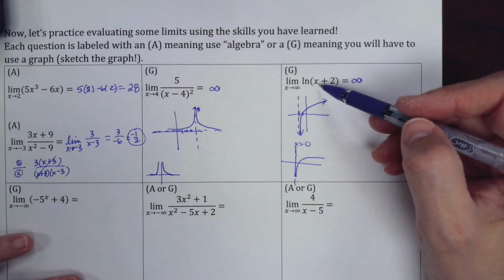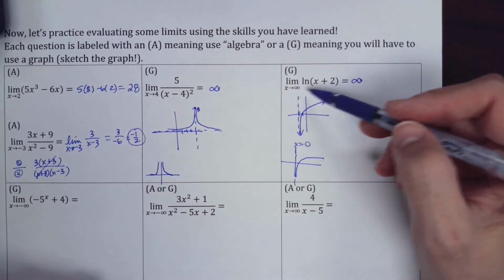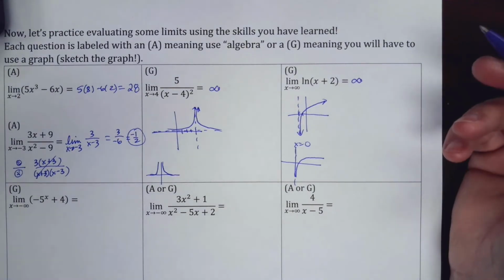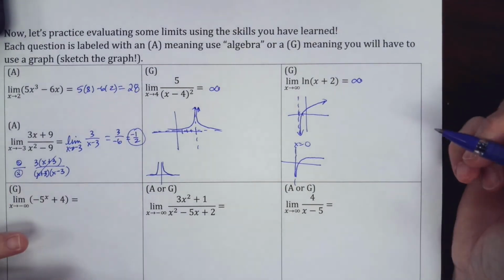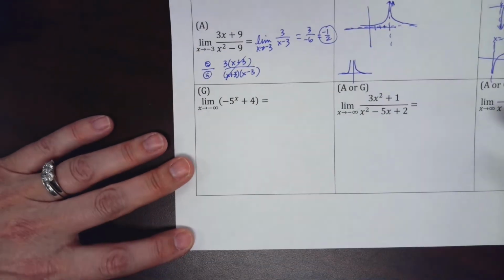If you do the log of infinity plus 2, so if your numbers are getting bigger and bigger and bigger that you're doing the log of, your answers are getting bigger and bigger and bigger. I mean, pretty slowly, but they're getting larger. Okay. All right. Let's see, this guy.